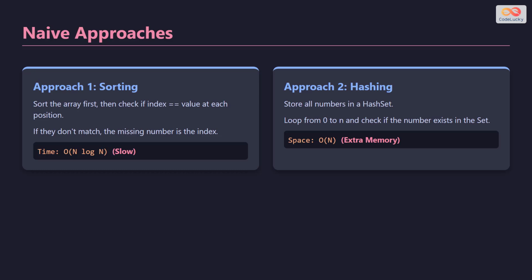A beginner might try sorting the array first, which takes O(n log n) time, making it slow. Another approach is using a hash set to store numbers, which is fast but uses extra memory. We want a solution that is both fast and uses minimal memory.